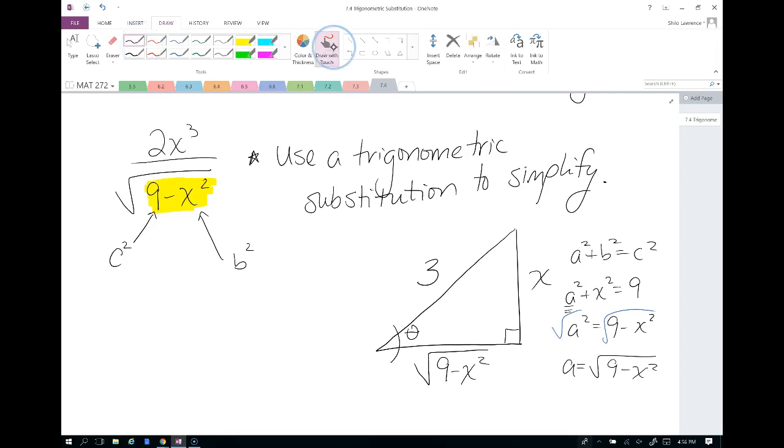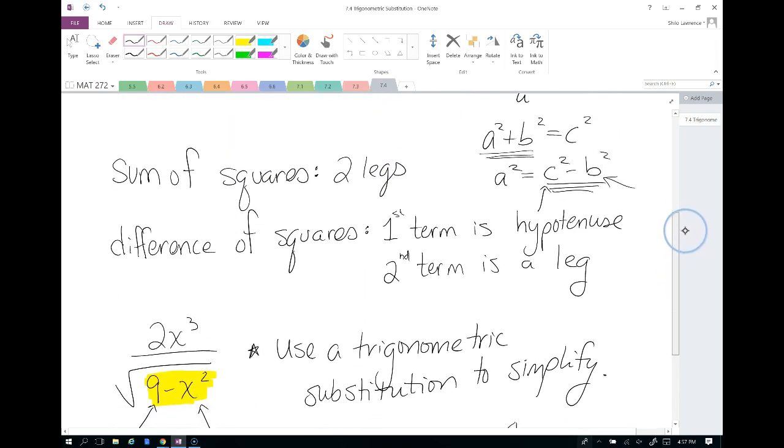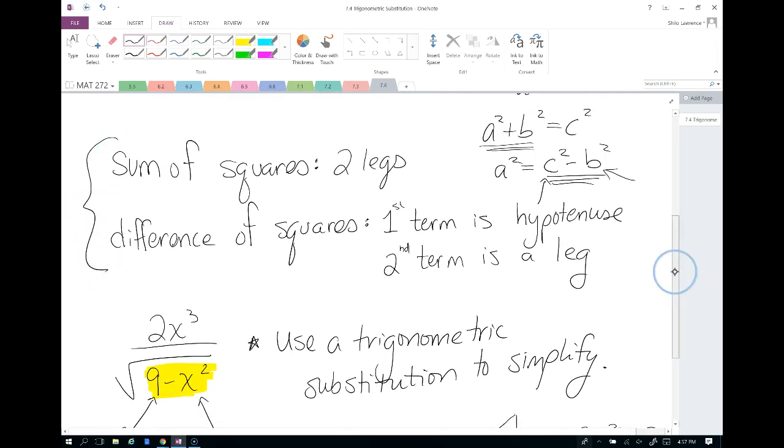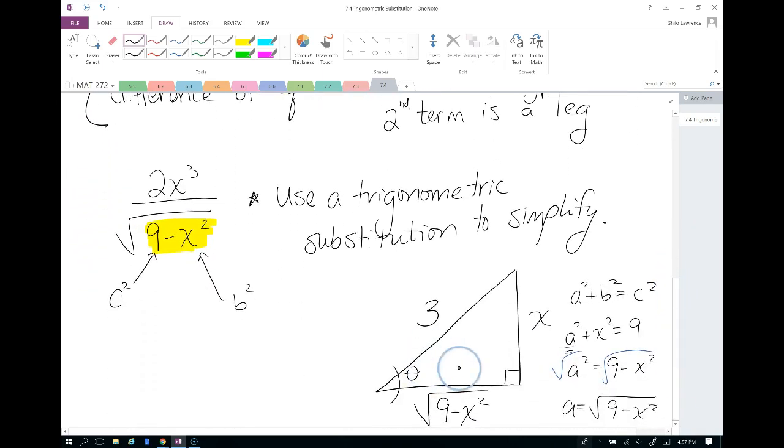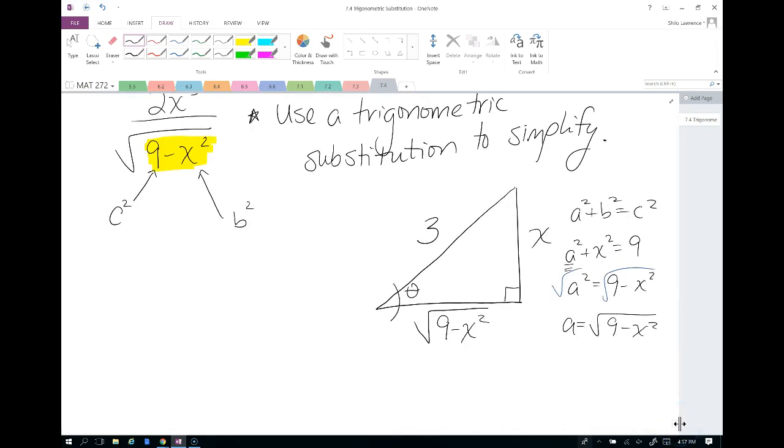Our textbook says that you can just memorize which substitutions you need to do. I am not a big fan of memorization. What I strongly suggest is every single time you see one of these problems with sums and differences of squares, you remember that if it's a sum, then they both have to be legs. If it's a difference, then the first one is the hypotenuse, the second one's a leg. So that's pretty easy to remember, especially if you're familiar with the Pythagorean theorem. And we wrote that up here just a minute ago. And then we use that information to set up a triangle to match the situation that we're working with.